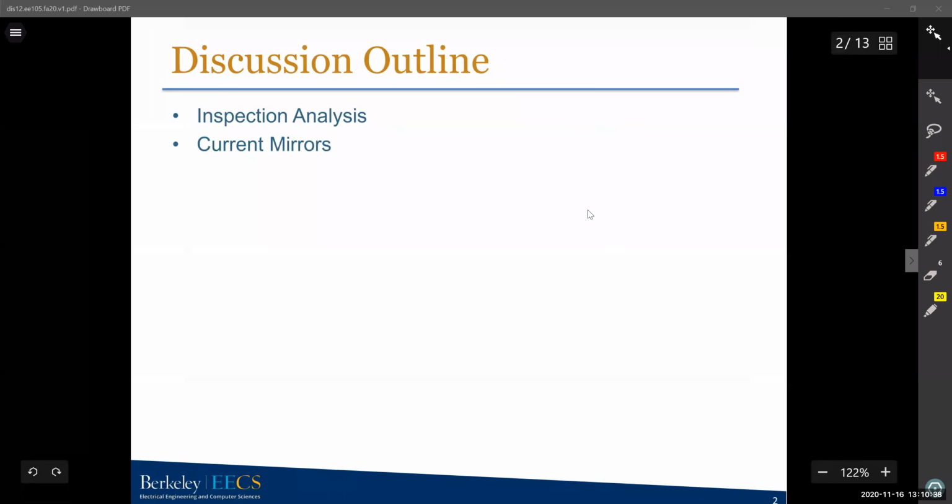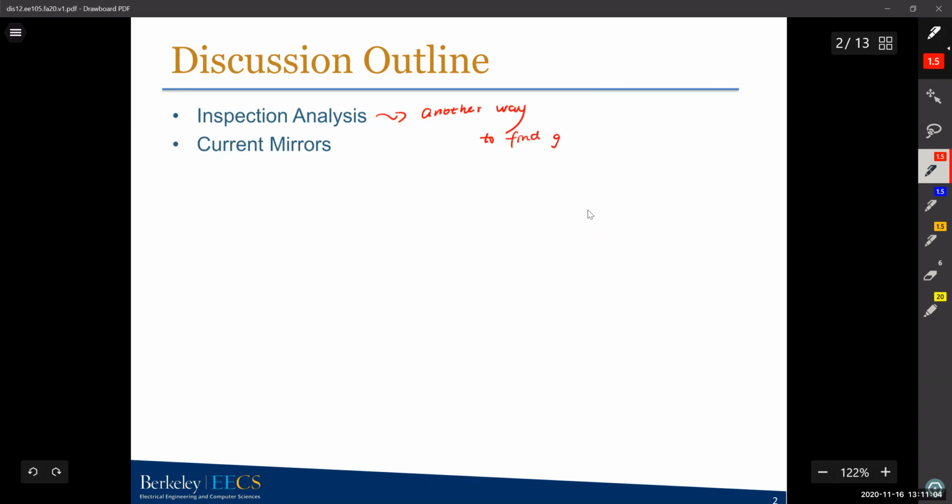In this discussion, we'll introduce the concepts of inspection analysis. This is what the Professor covered last week. We'll introduce an easier way to analyze your circuit and find the small signal model and the small signal gain. This is another way to find the gain, Vout over Vi. Instead of doing the hybrid pi model for BJT or MOSFET, you can use inspection analysis to find Vout over Vi.